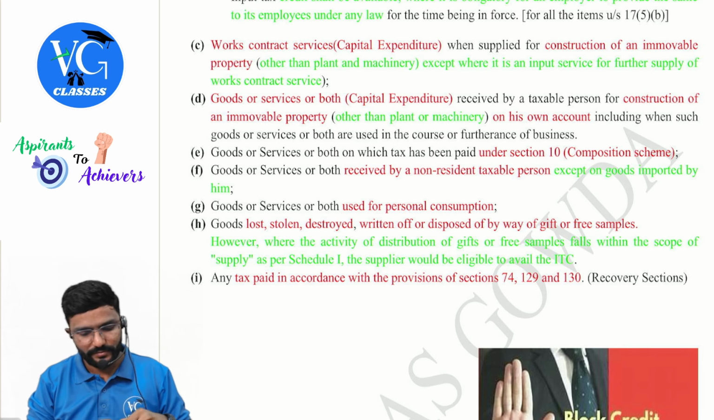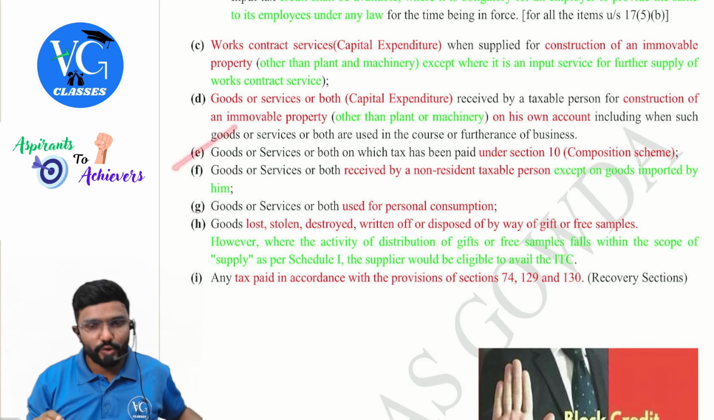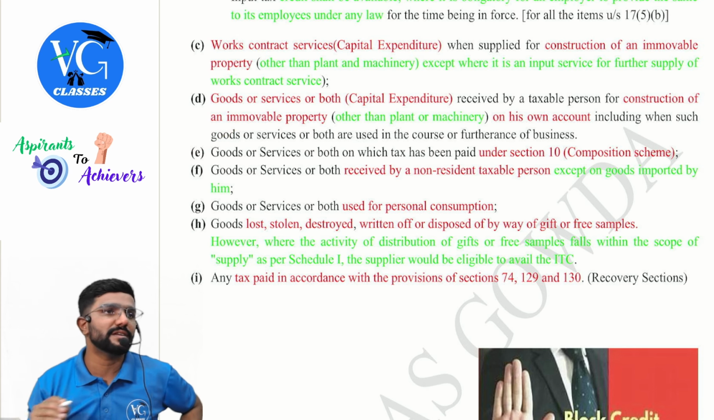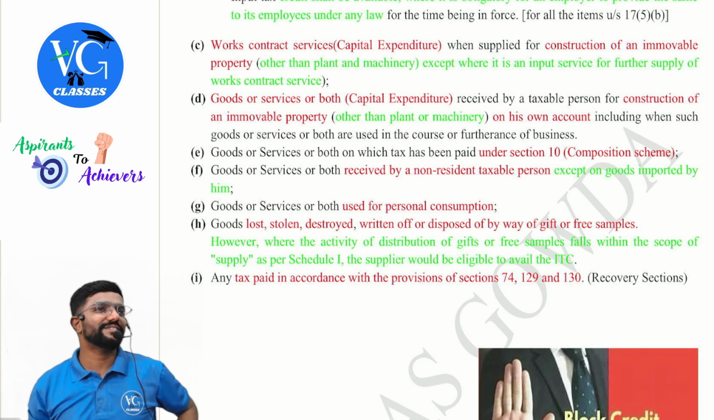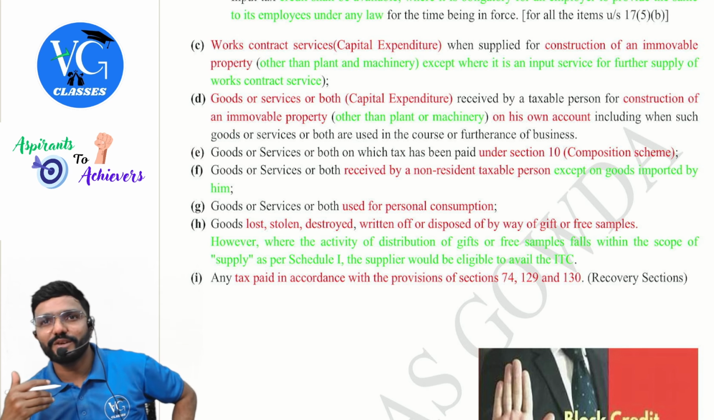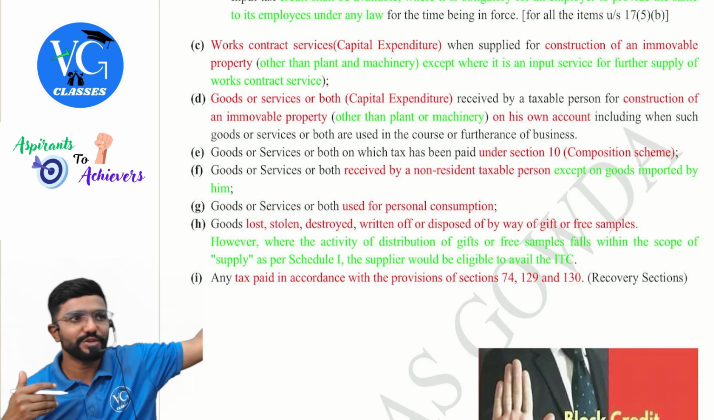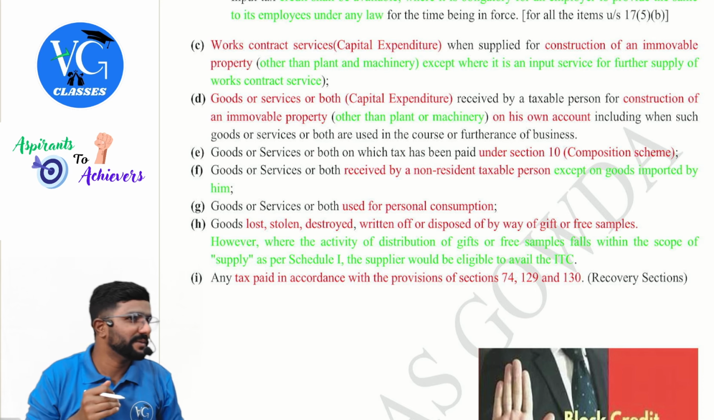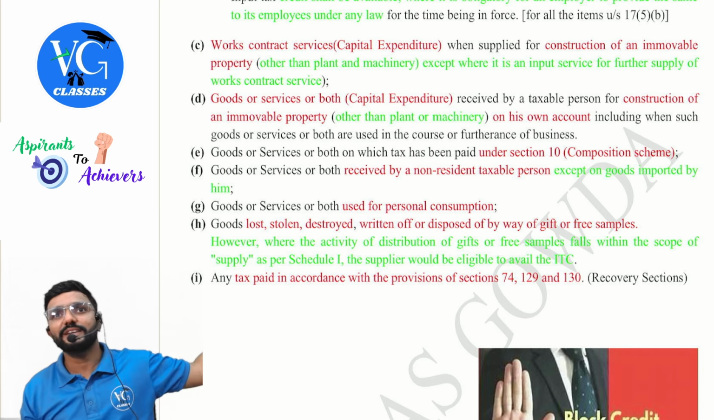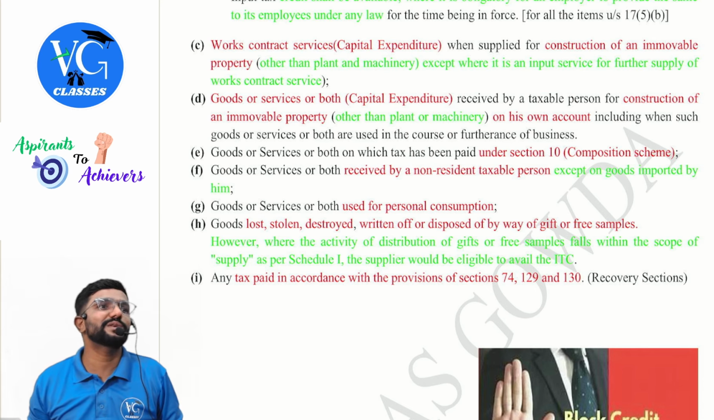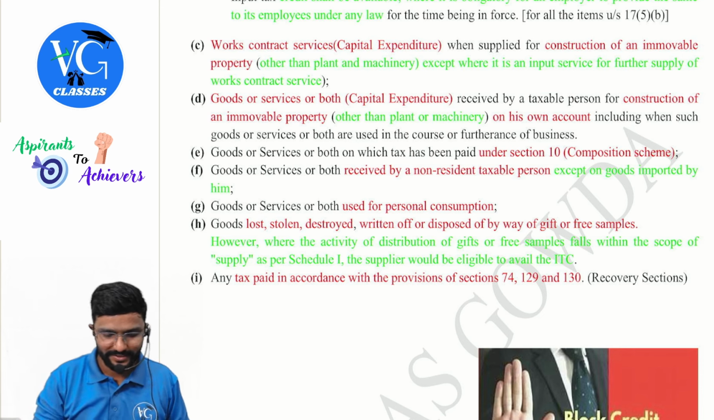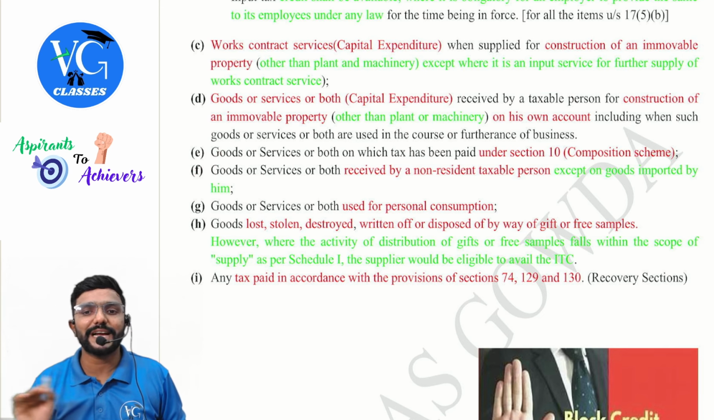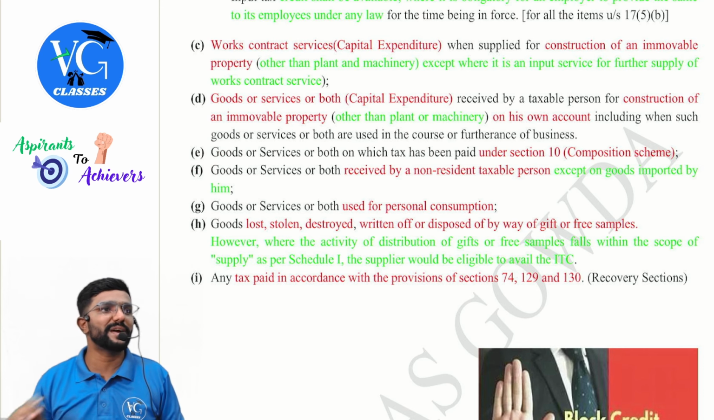Okay. Next, E. Goods or services or both on which tax has been paid under section 10, that is composition scheme. First of all, if you are purchasing from someone who is under the composition scheme, he should not collect tax from you. But you have paid, you are a fool, you have paid it. He has collected, he is smart, you are a fool, you have paid it. Can you claim the credit? No.